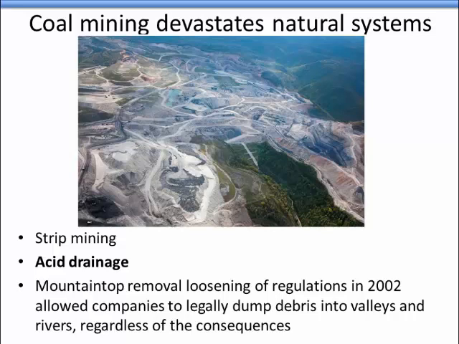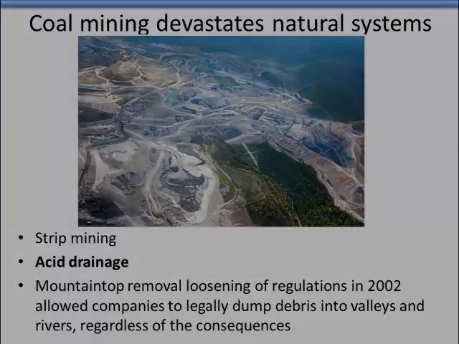Mountaintop removal removes tons of rock and soil, destroying an immense amount of habitat and creeks. Loosening of regulations in 2002 allowed companies to legally dump debris from the mountaintop removal process into valleys and rivers below, regardless of the consequences.